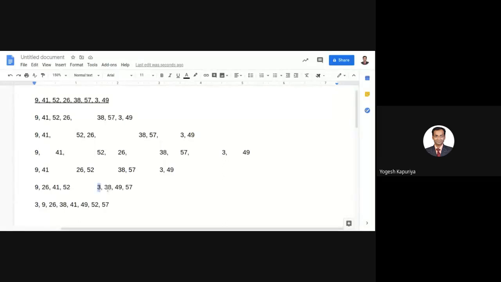Where we copied from, we will look further from there. So 9 will now be compared with 38. Smaller one copied. From where we copied, we will look further. So 26 will be compared with 38. So this is how the merge sort technique works.